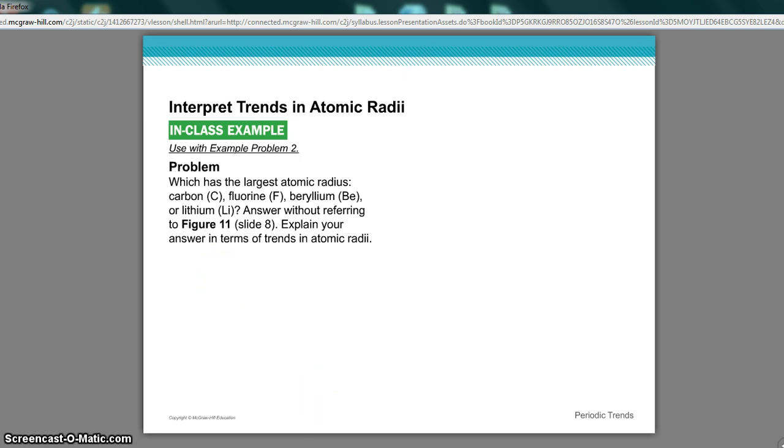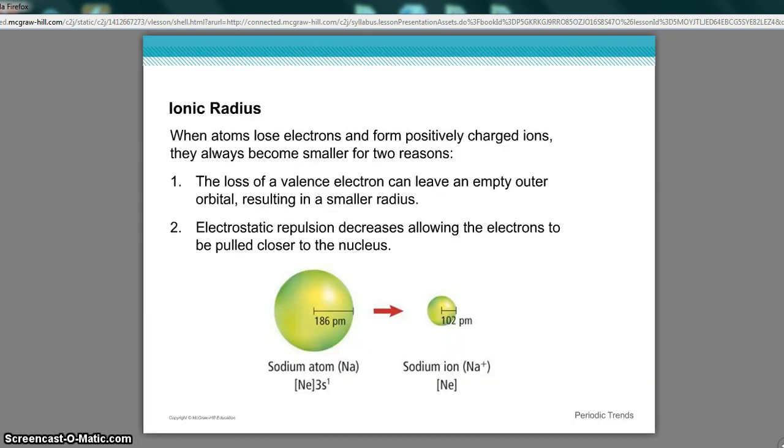Okay, now the next thing we want to look at is similar to atomic radius, but now we want to look at the size of the ions. When atoms lose electrons and form positively charged ions, they always become smaller. Okay, now there is a specific name for positively charged ions. We call those particular ions cations. So we're going to spell that C-A-T-I-O-N. Okay, so a positively charged ion is called a cation.